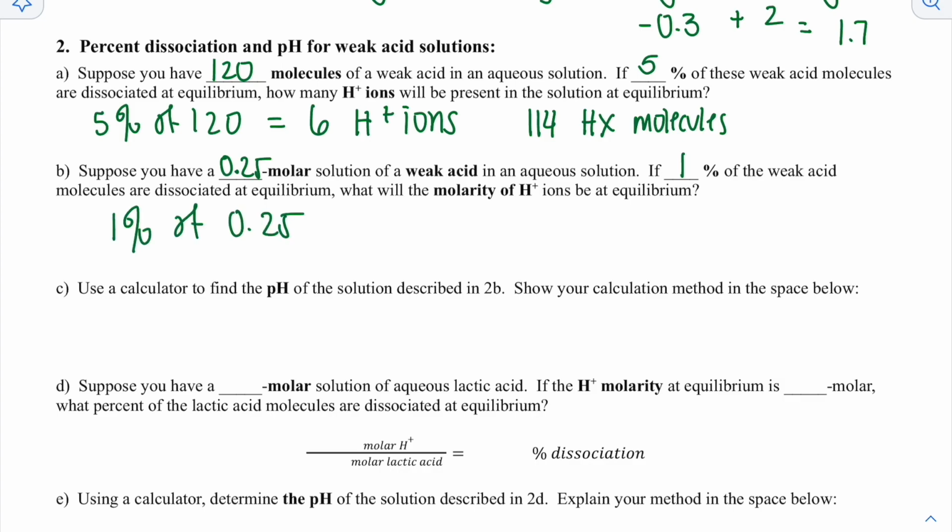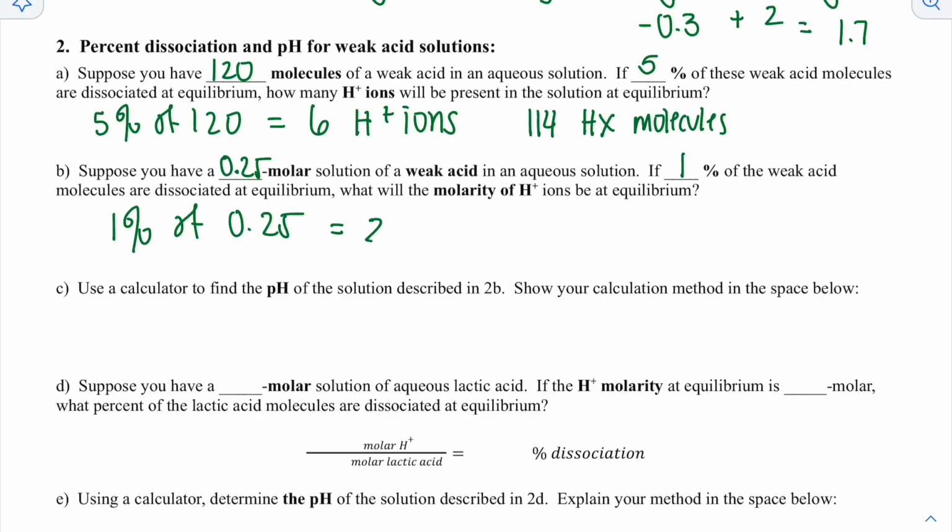You can use your calculator for this, so go ahead and calculate that. And the answer is 2.5 times 10 to the negative 3 molar H plus. Don't forget this molar unit. That is the label. That is the concentration of H plus in solution.